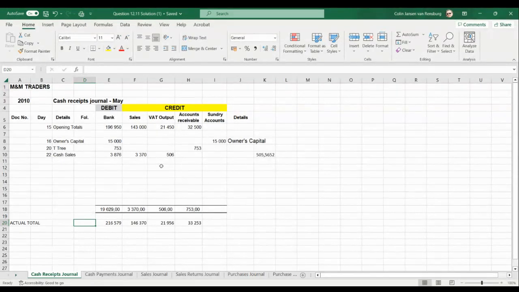Let me think. Now let us see. We've got here in our cash receipts journal the total sales of 143 rands that was initially recorded before we even recorded the extra ones. We've got the 3,370 sales, we've got 506 output, and we've got accounts receivable of 756. So I'm just going to stop sharing that. Just keep those figures in mind, and then we are going to go to the ledger account.